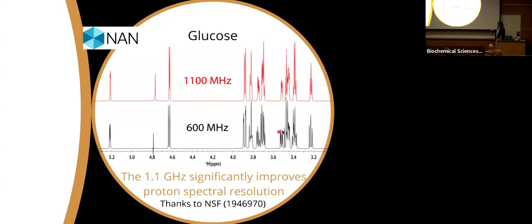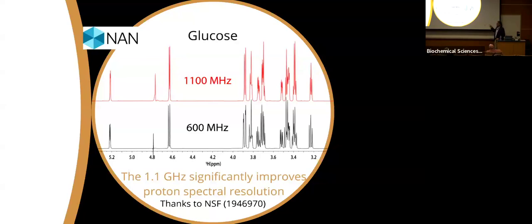This is a spectrum of glucose at 600 megahertz, and this is the same molecule at 1.1 gigahertz. And you can see we get much better spectral resolution if you just look in some of these regions right here. But more important, the strong coupling effects that you get by having chemical shifts very close together and about the same size as the coupling constants, those are reduced at 1.1 gigahertz relative to 600 megahertz.